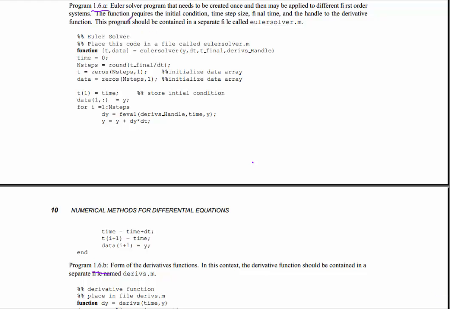All right, so I want to talk about some of the features of the text that you've been reading through. And first, let me talk about this program 1.6a. It's on page 9 and 10. 1.6b. This is the final form of a first order, and I can call it a scalar Euler solver.